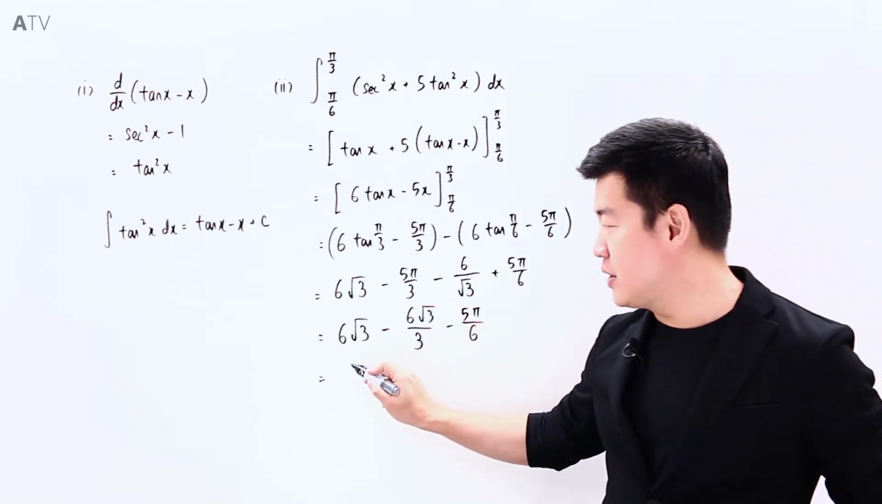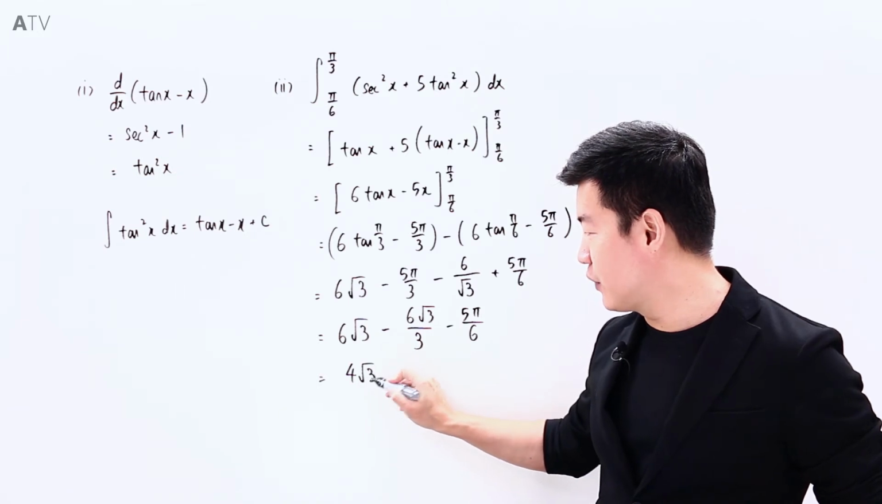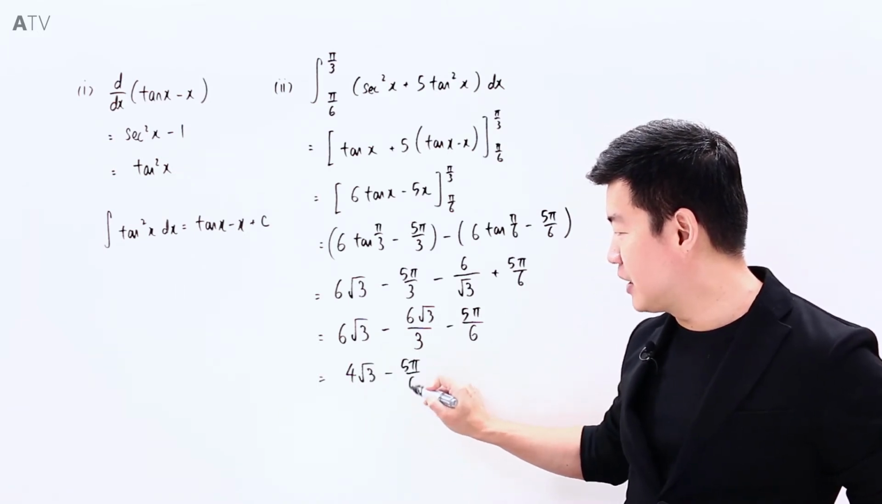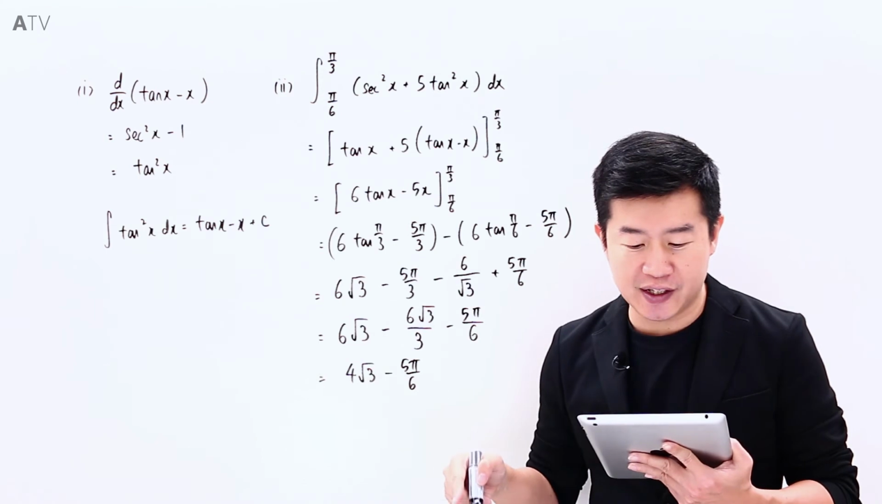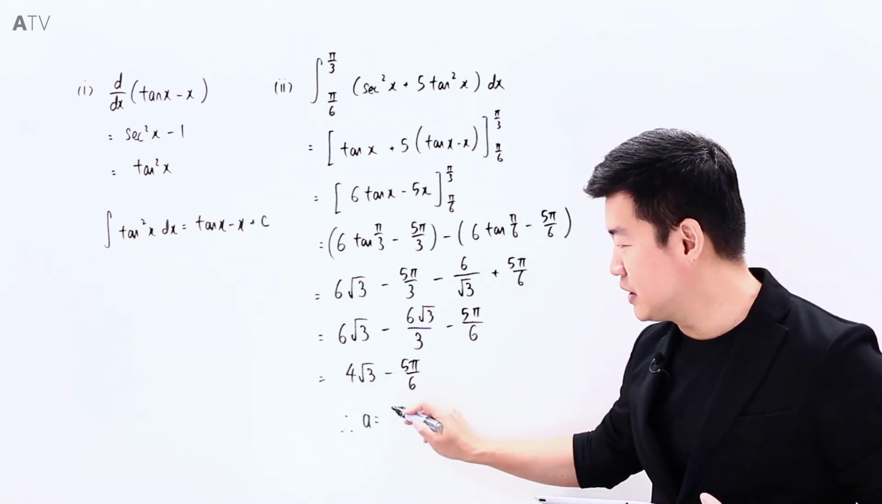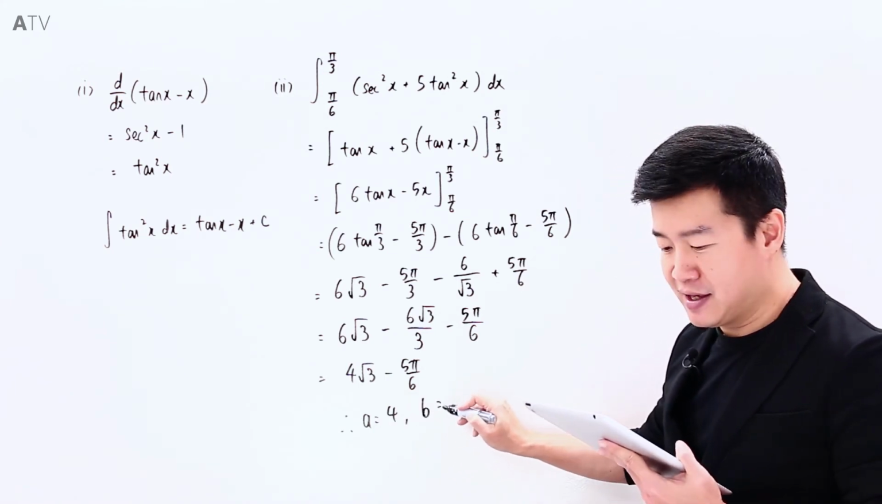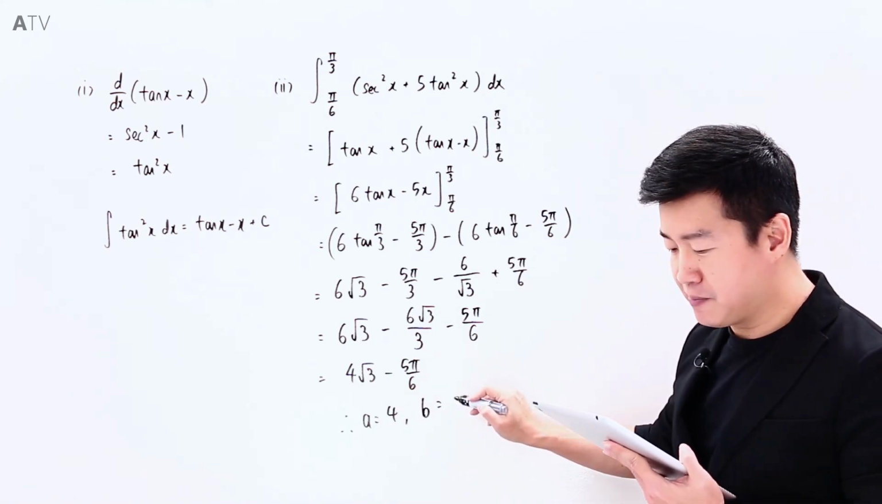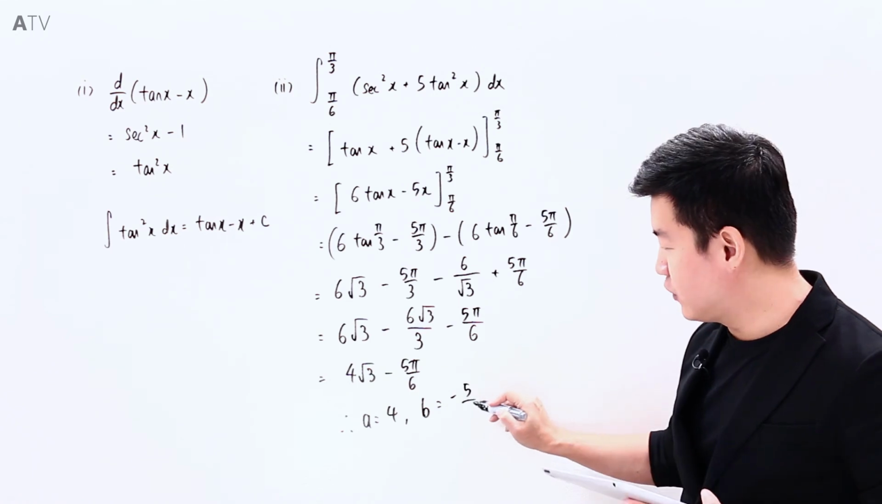So 2 square root of 3, it will give me a 4 square root of 3 minus 5 pi over 6. And comparing these to what the question wants, we can see that A is going to be equal to this, 4, and B is going to be equal to this, which is minus 5 over 6.